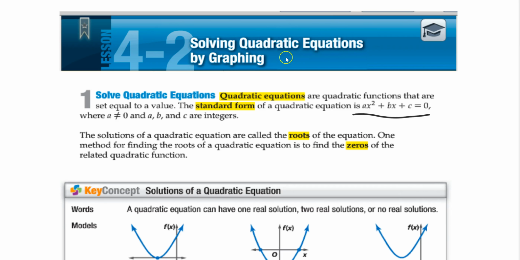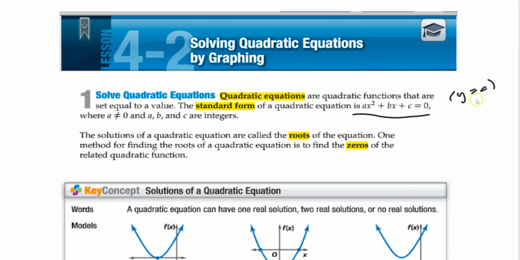Solving quadratic equations by graphing. So this is going to be actually fairly short. We're going to talk about how to solve quadratic equations and what type of solutions we have using graphing forms only right now. So what does this mean? Well, it means we're going to get our equation and set the y value equal to 0.